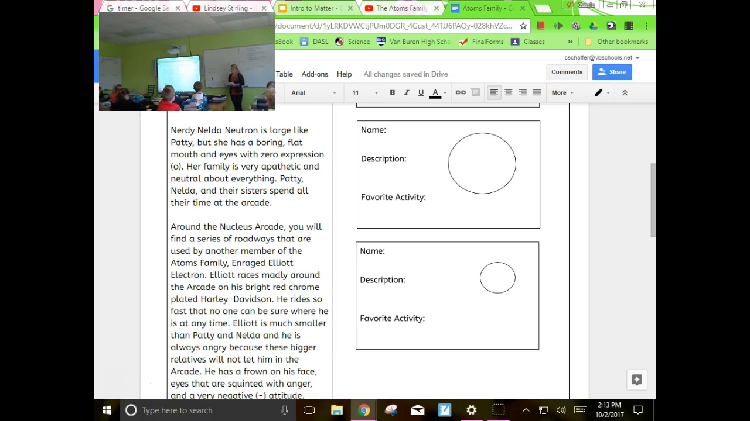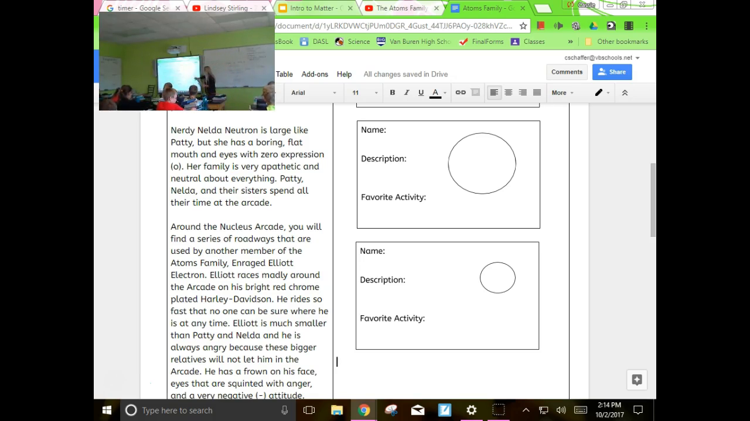Family, but this is going to be the Atoms. Okay, so if you look up at the top, our I can statements that we're going to be able to continue for after this. You're going to be able to identify the charge of each particle in an atom. You will be able to identify the location of each particle in an atom. And you'll be able to produce a diagram of an atom.